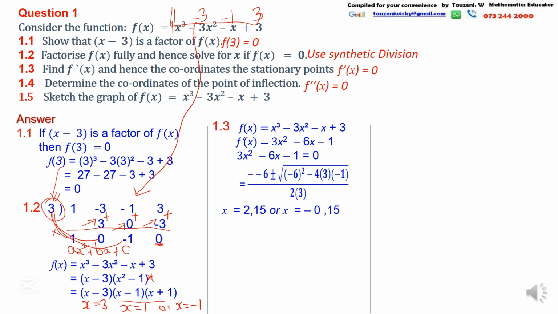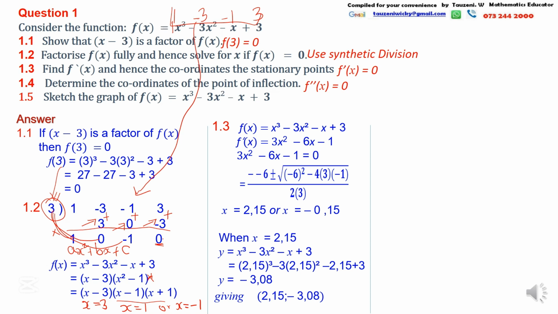When you get the values of x like I did here, I need the values of y. The values of y come from the original equation, not from the derivative, but from the original equation. So we substitute these two. We put 2,15 in place of x in the original function. That will give us the value of y, and that gives us the coordinates of one stationary point.